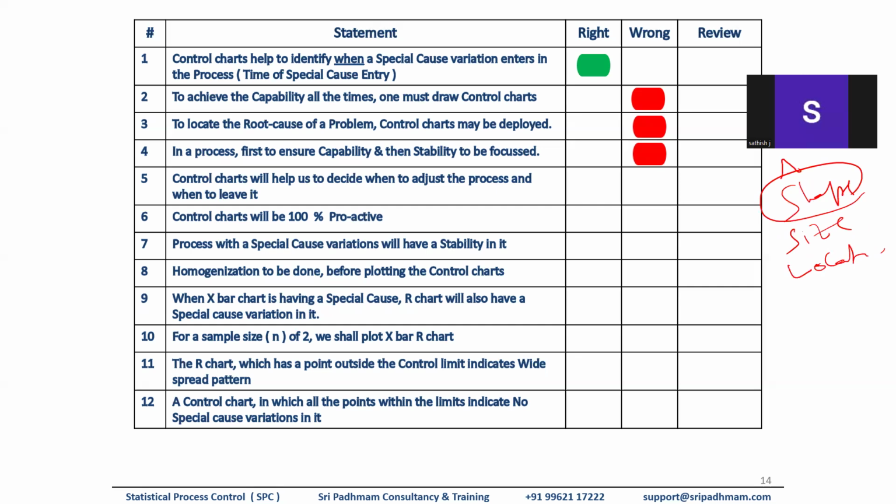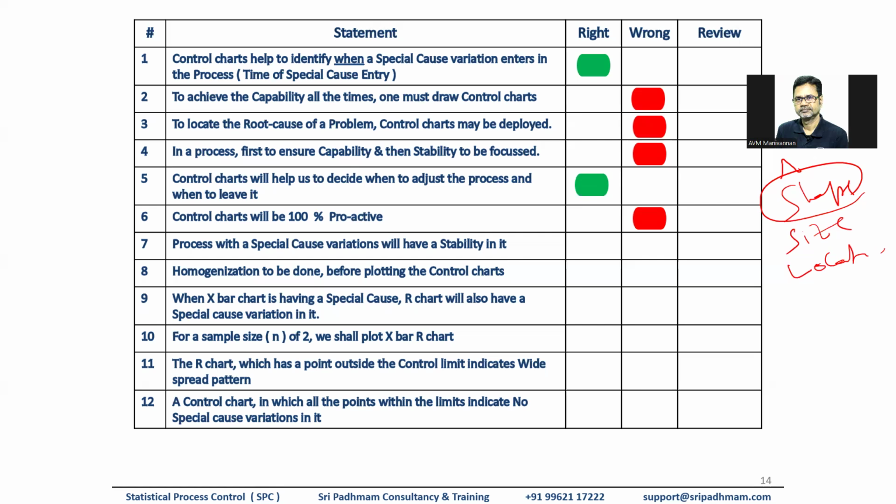Fifth, what is your response? Control chart will help us to decide when to adjust the process and when to leave it. Right, sir. Absolutely right. Good, very good. Sixth one? Control chart will be 100% proactive. Yes, sir. True. Need not be. Sometimes, if the sample sizes and the gap between one sampling and another sampling is bad, you may likely get rejections.